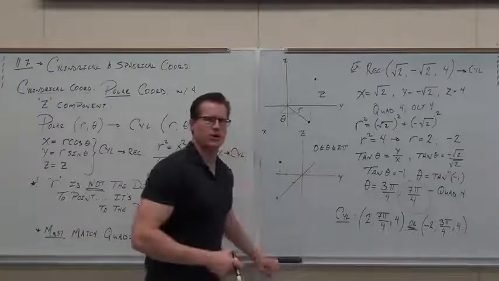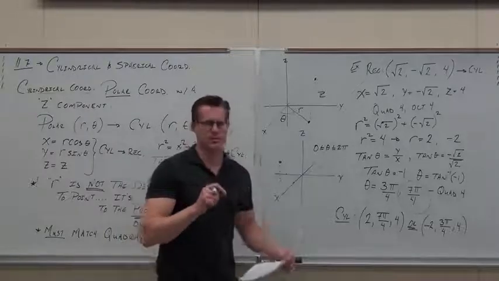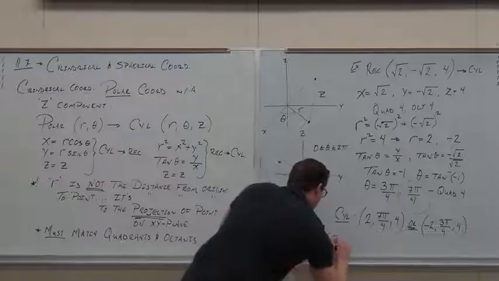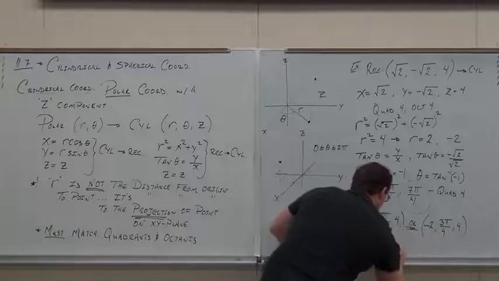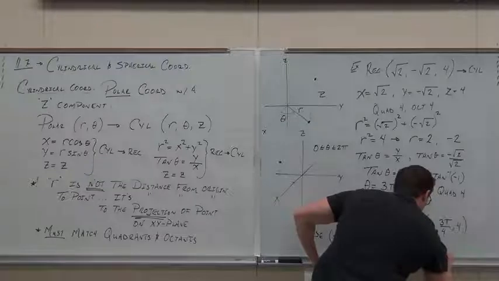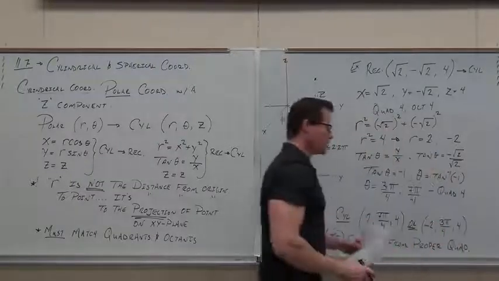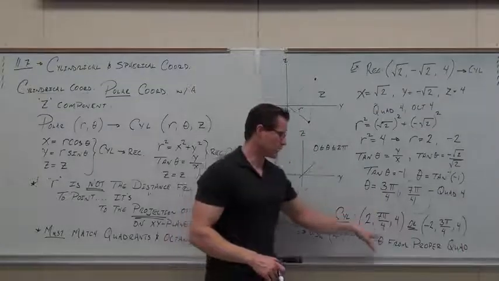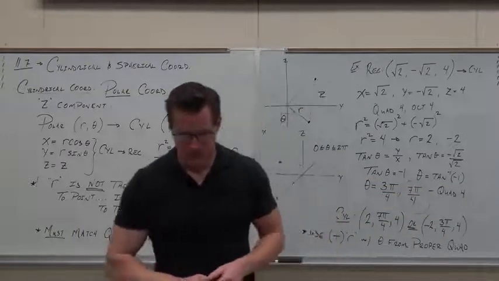I'll put your huge note down there for this one. Use the positive radius with the theta that is in the proper quadrant. And obviously the corollary is: use the negative radius with a theta from the other quadrant, the non-proper quadrant, and it works out for you.